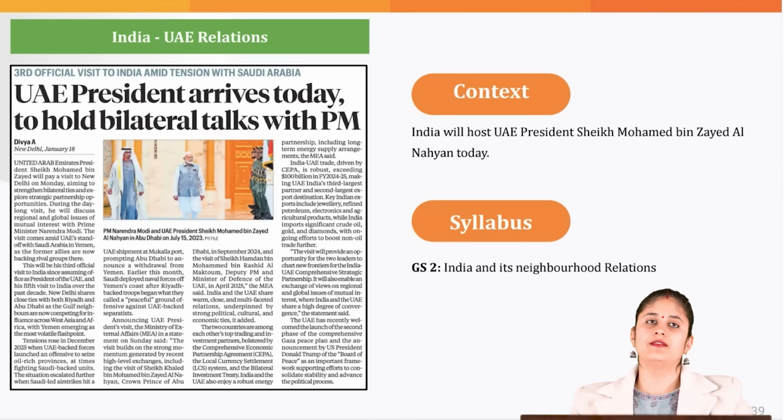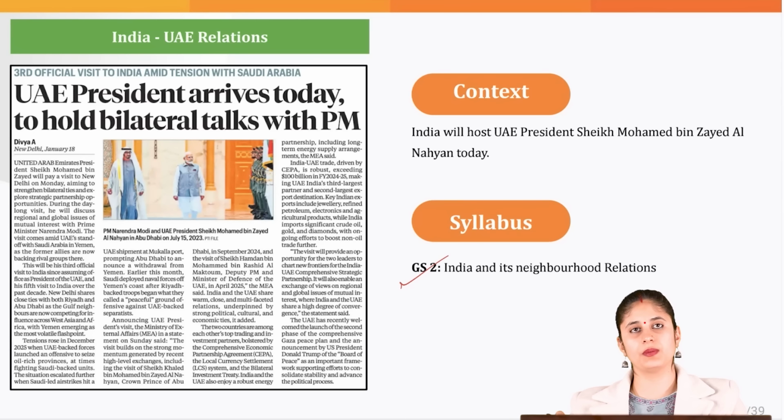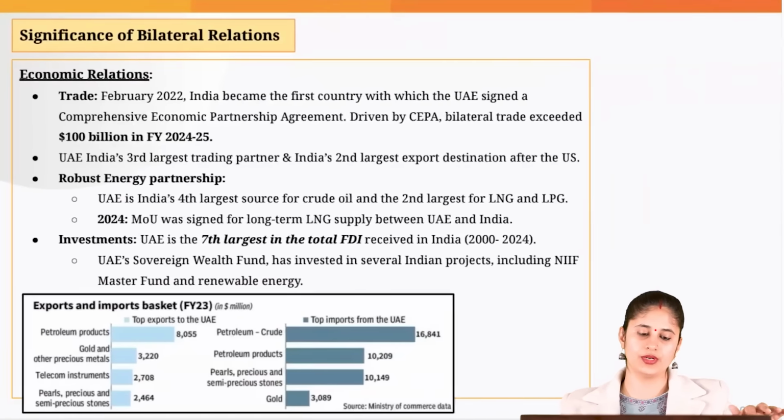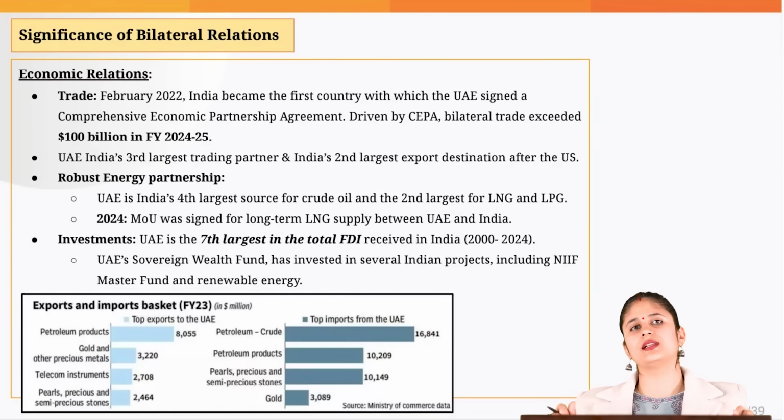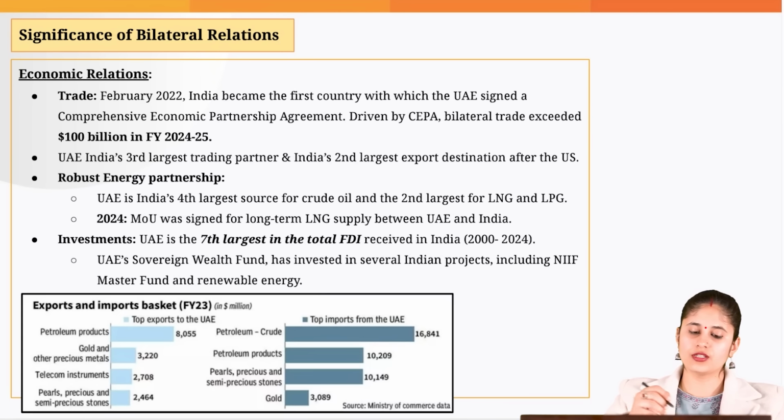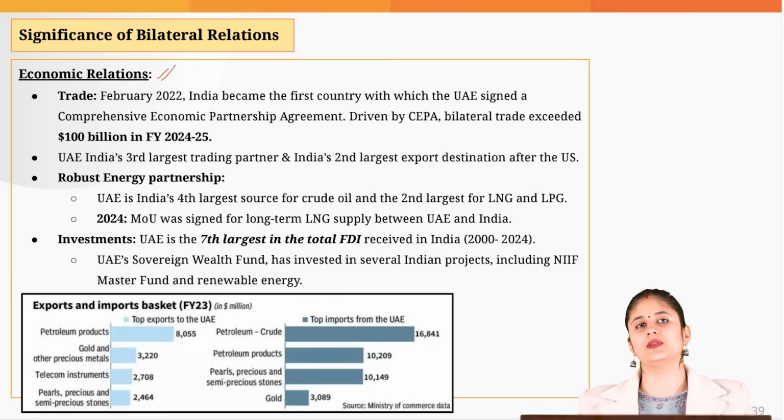Now, today itself, the UAE President has arrived in India and he will be holding bilateral talks with the Honorable Prime Minister of India. This topic you can associate with GS Paper 2, that is, India and its neighborhood relations. The first thing we need to understand from our mains point of view is what the areas of cooperation between the two countries are. First, let's look at how the economic relation between the two countries is.